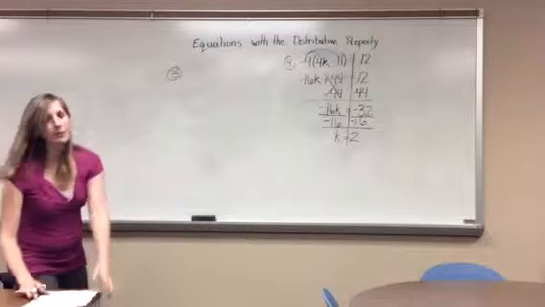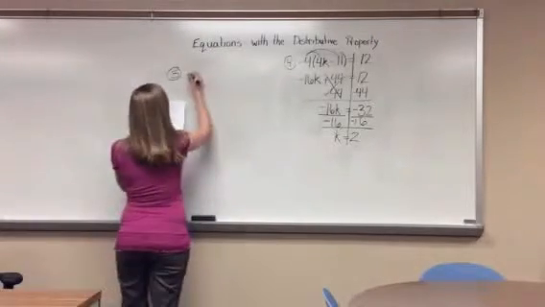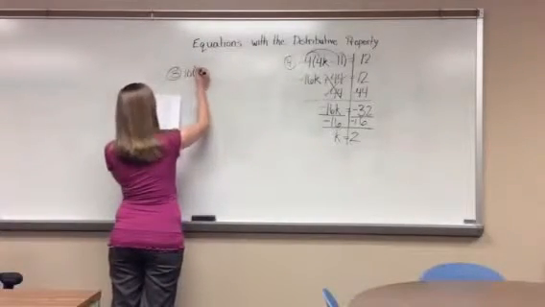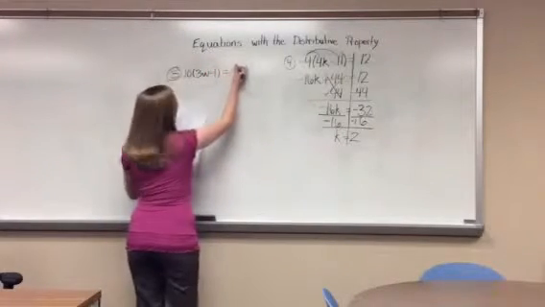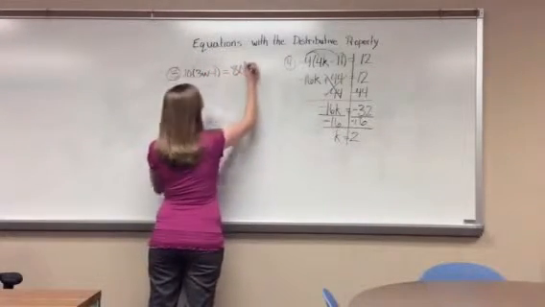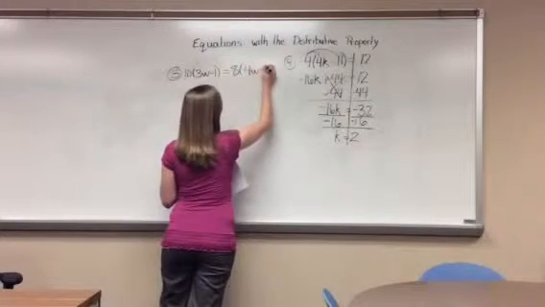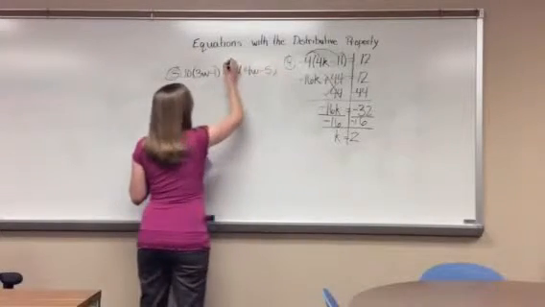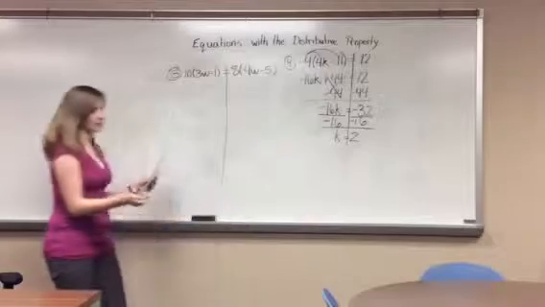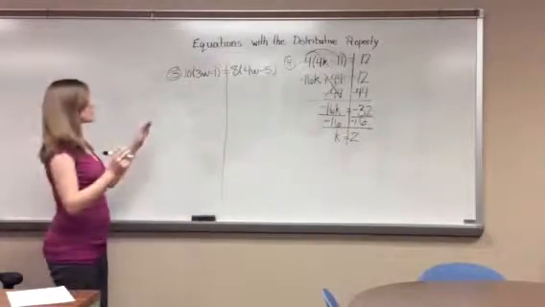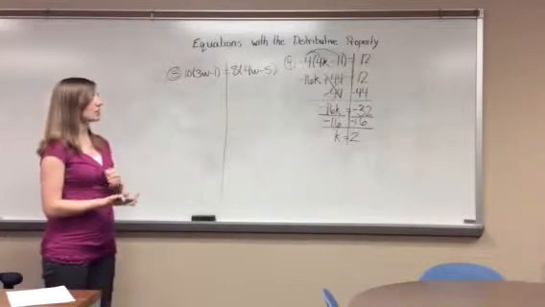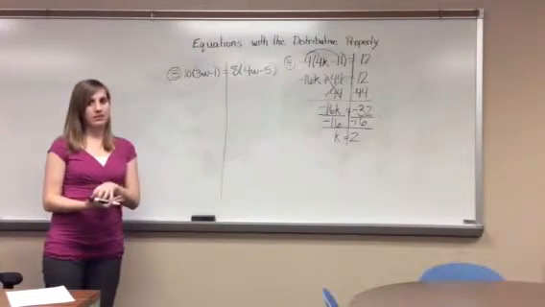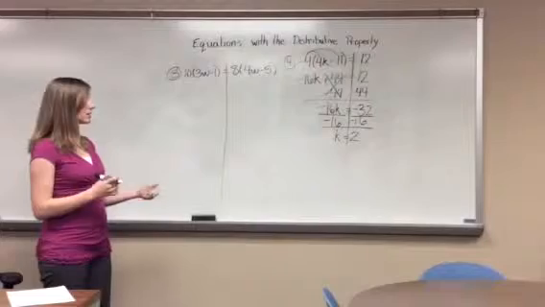So for problem number 5, it looks a little bit different. We have 10(3w - 1) = 8(4w - 5). So you'll notice the difference is that we have 2 sets of parentheses, one on each side. We still need to do the distributive property to get rid of those parentheses. We can't solve this with the parentheses there.